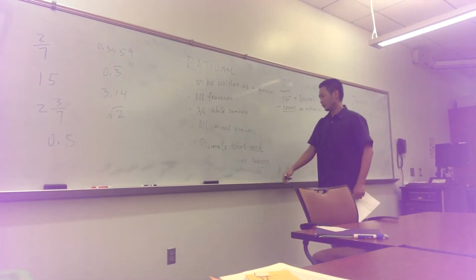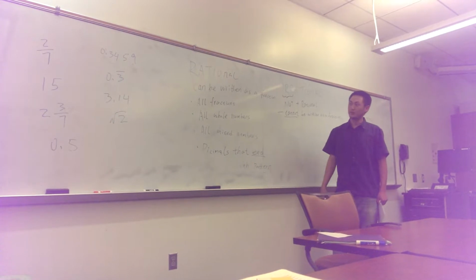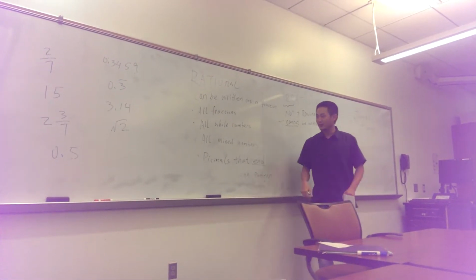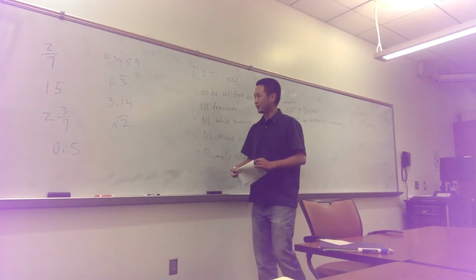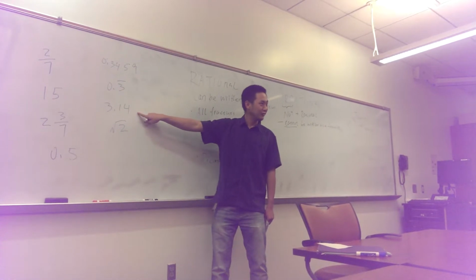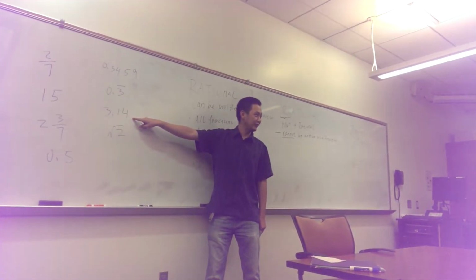If you see a decimal that ends or has some kind of pattern, that's a rational number. So this one is a little bit tricky. Let's see the next one, 3.14. What's this? Irrational.